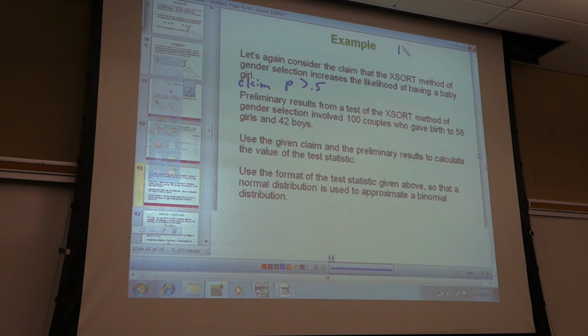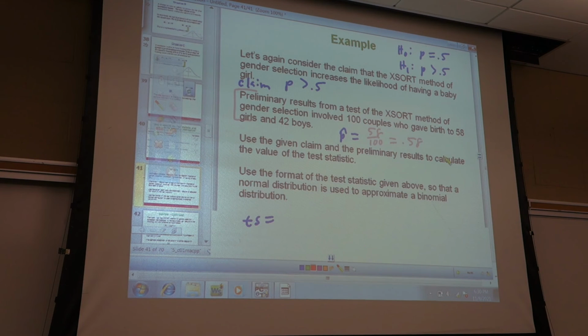What's H naught? H naught is P is equal to 0.5, right? It's always equals. Everyone on board? So then H1 is my claim, P is greater than 0.5. Good? All right, so then I need to figure out what my P hat is. I need to find my test stat. So what's my P hat? What's for my sample, right? So this is a sample. Here's my sample. And what do we get? Yeah, 58 out of 100. That's a sample, 0.58.